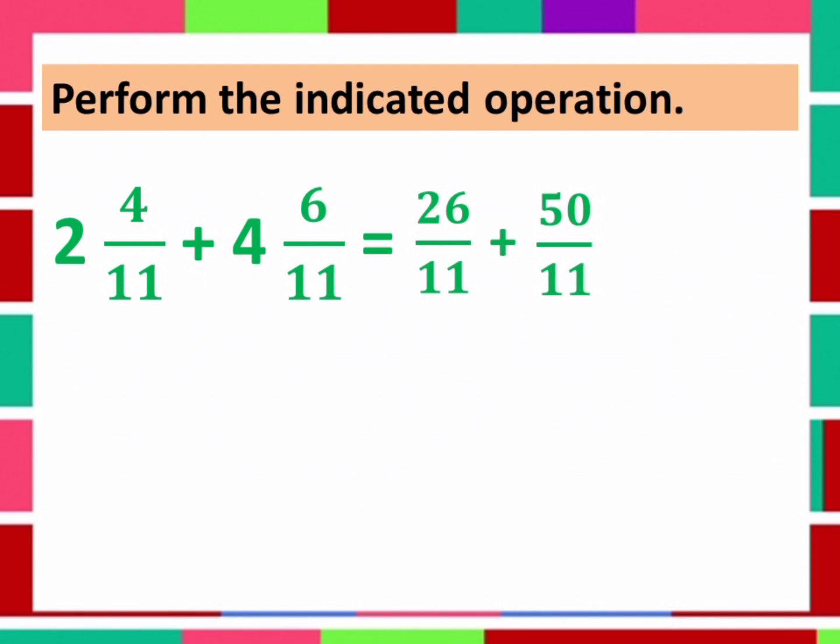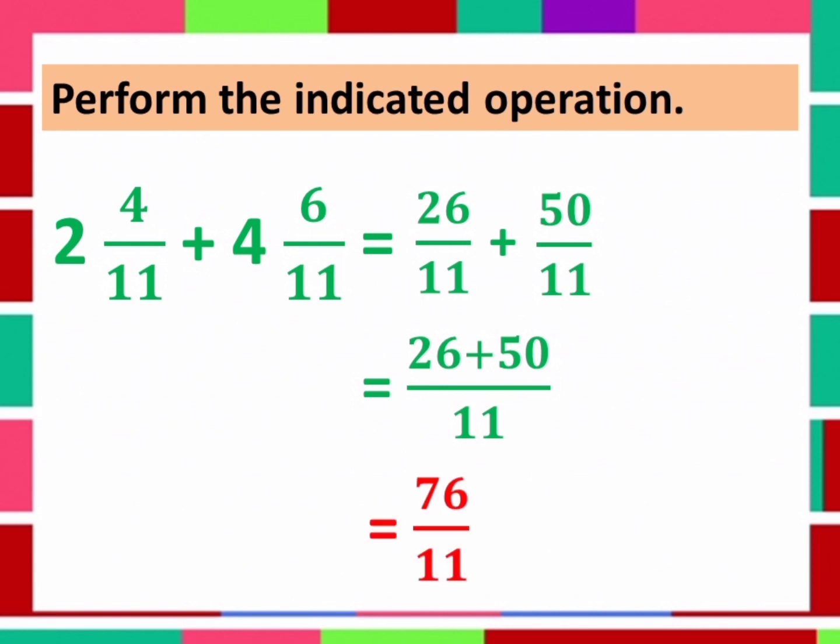Now, after making these improper fractions, you can proceed to adding similar fractions. So, add the numerators. So, 26 plus 50. Then, copy the denominator, which is 11. So, 26 plus 50 is equal to 76 over 11 or 6 and 10 over 11.